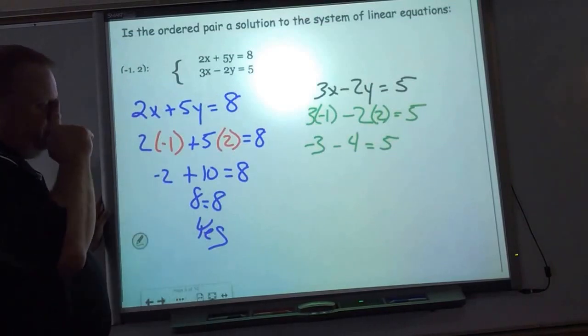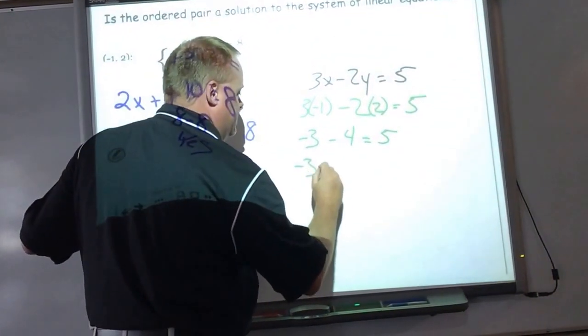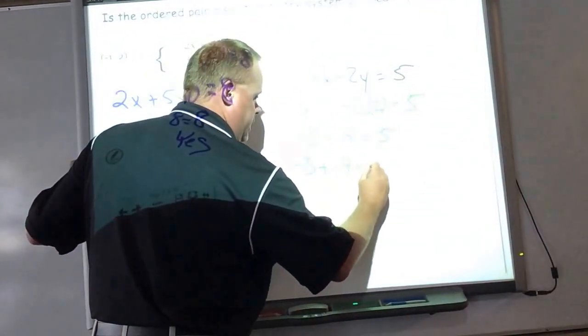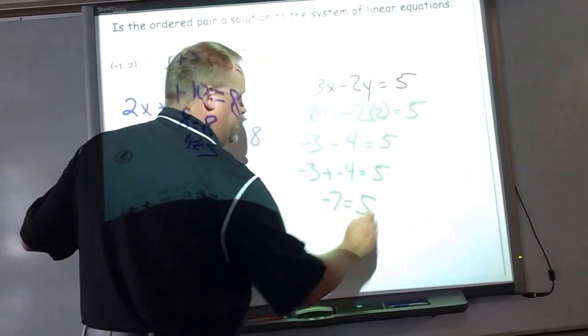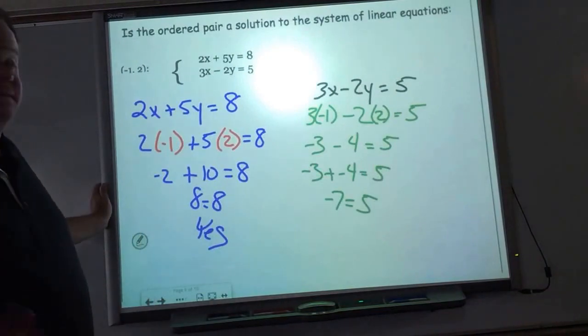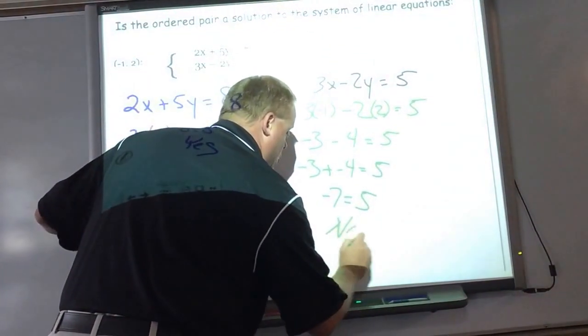Well, what is -3 minus 4? That's the same thing as saying -3 plus -4 equals 5, and -3 plus -4 is -7. But -7 does not add up to 5. So the answer is no on this one.